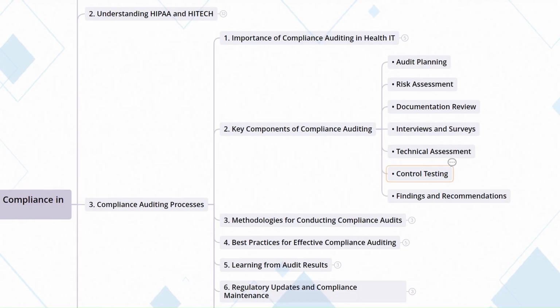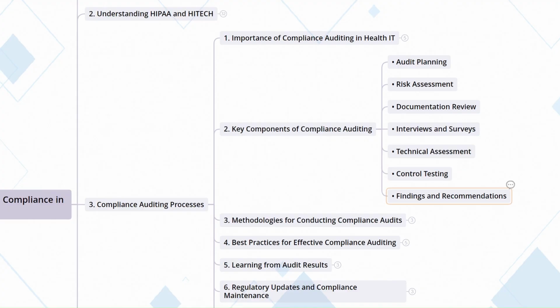Next, control testing. Auditors assess internal controls by testing different aspects of the processes to determine whether they function as intended. This can involve examining compliance with access controls, data handling processes, and reporting mechanisms.